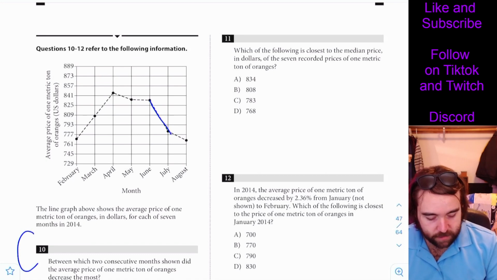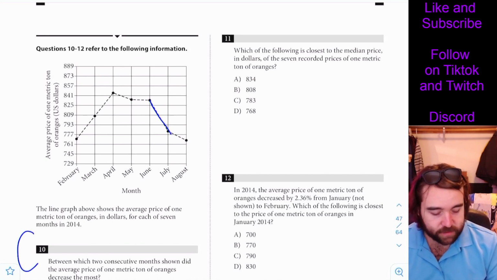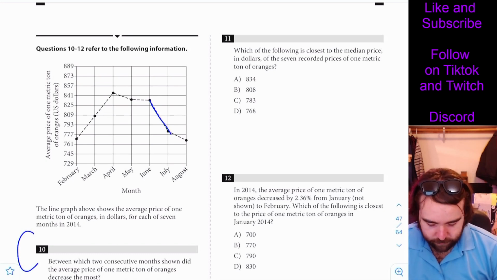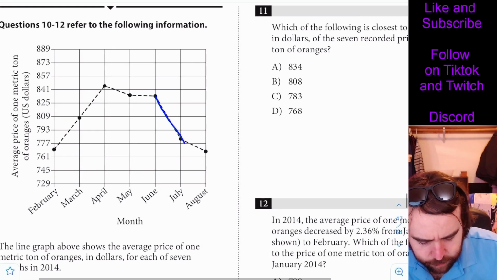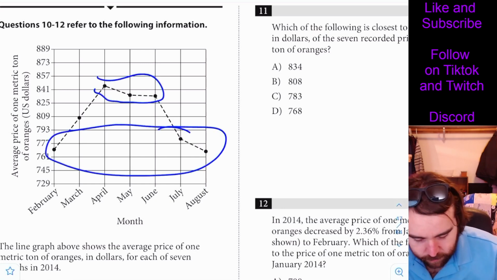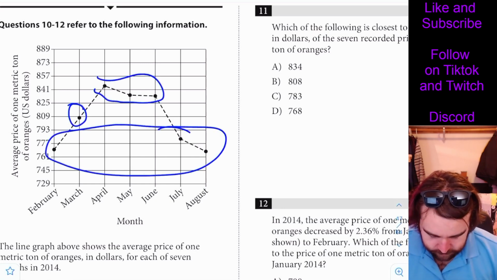Which of the following is closest to the median price in dollars of the 7 recorded prices of one? So what's the median of these 7 prices? We're looking for the one in the middle. I suppose we can actually probably do that with the graph too. Yeah, so look, here are the 3 high prices, here are the 3 low prices, here's the middle price.